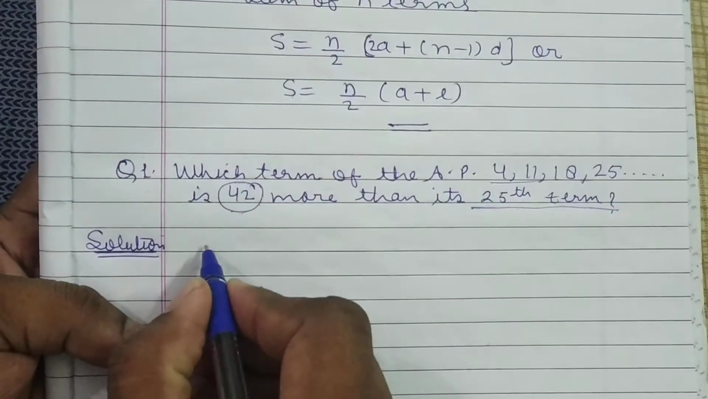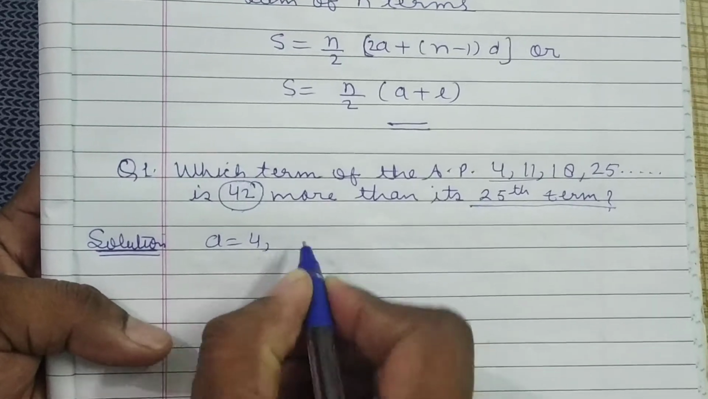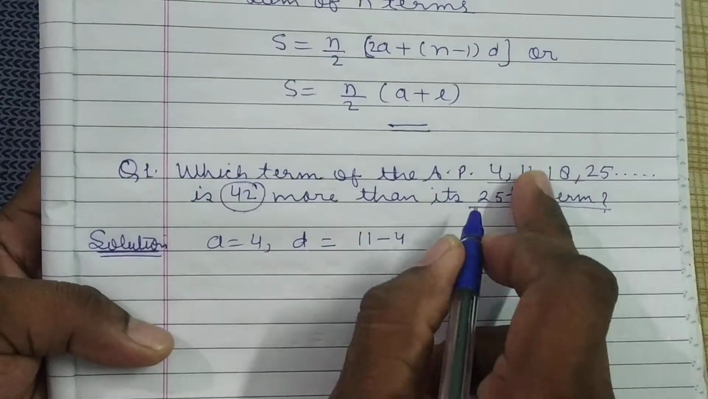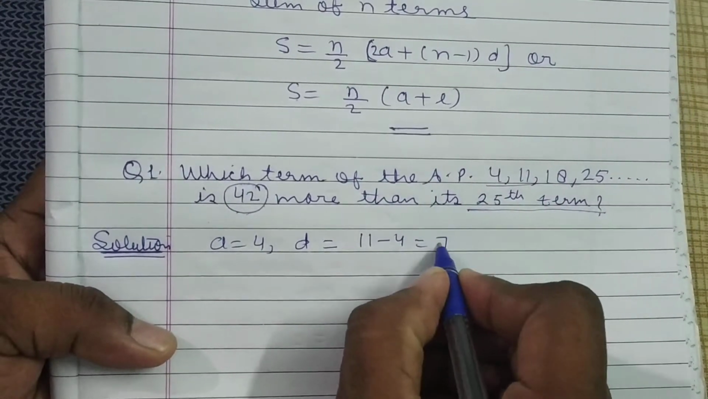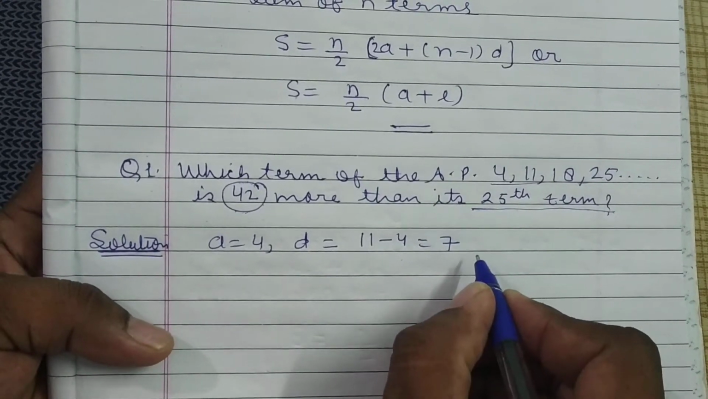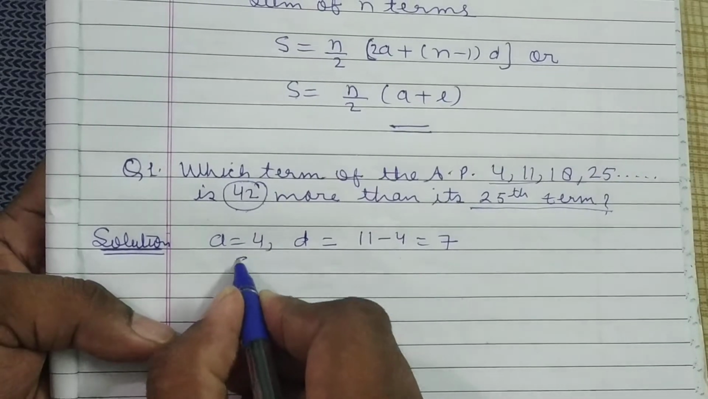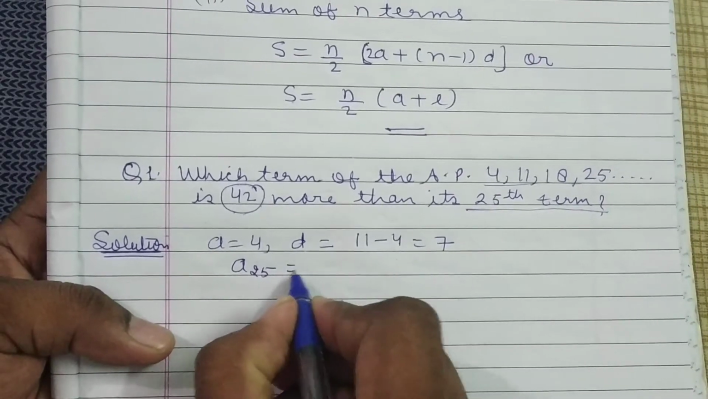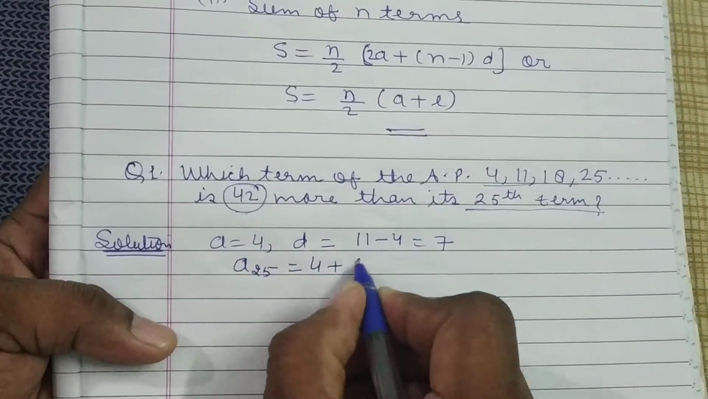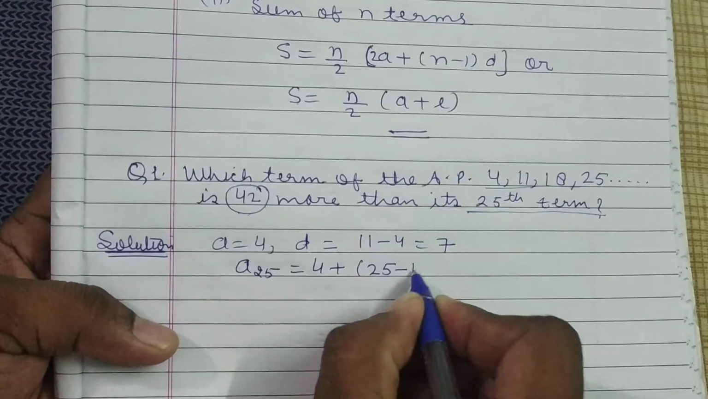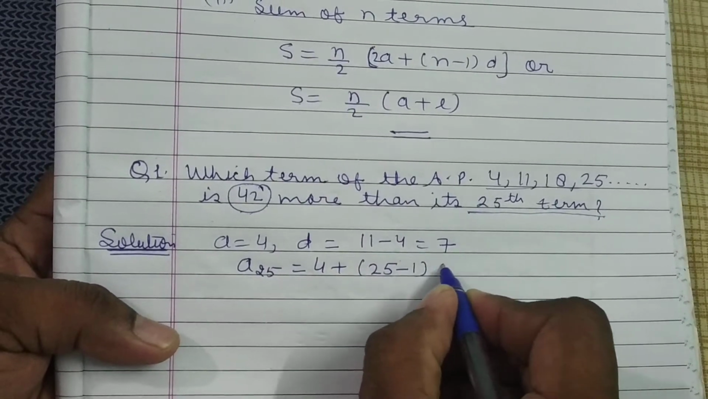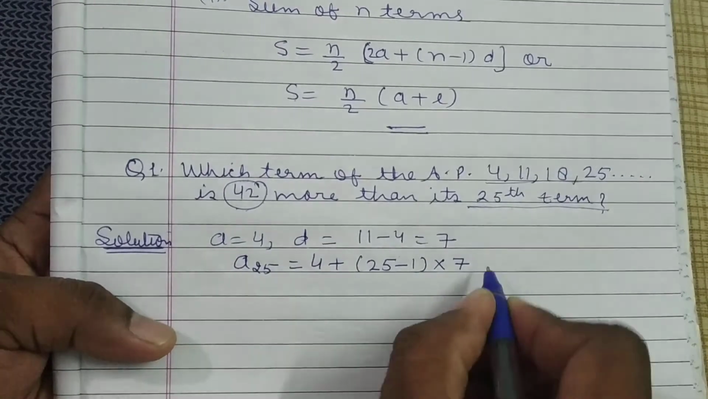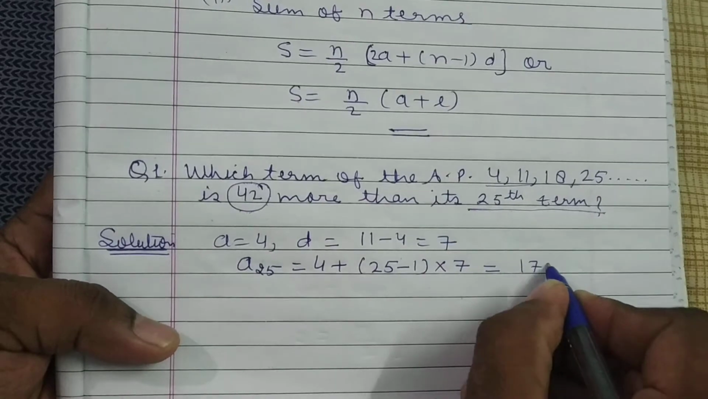First you will make the data. The first term is 4, and the common difference d is needed: 11 minus 4, second minus first term, that is 7. Then you can determine the 25th term. A25 represents the 25th term, which equals the first term 4 plus (n minus 1)d, that is 25 minus 1 multiplied by 7. Overall you will get its value 172.